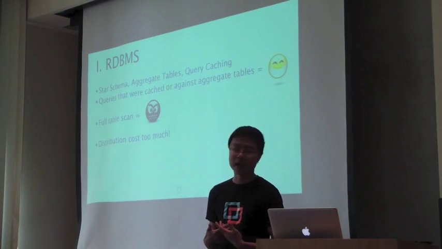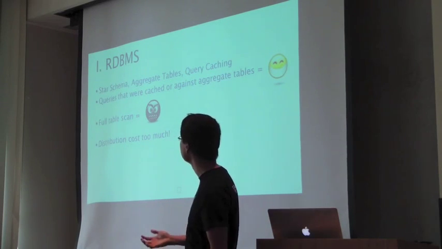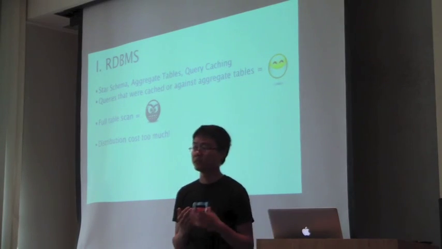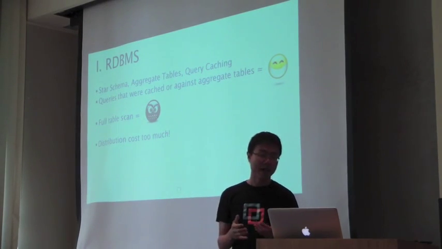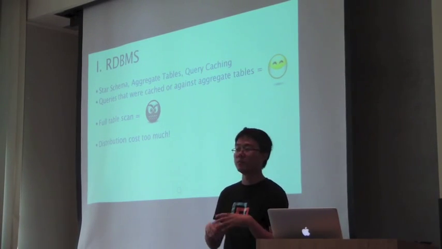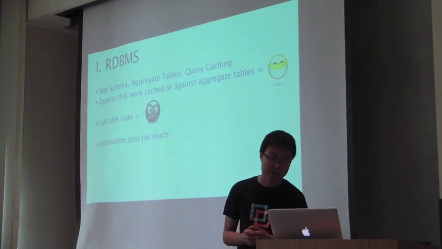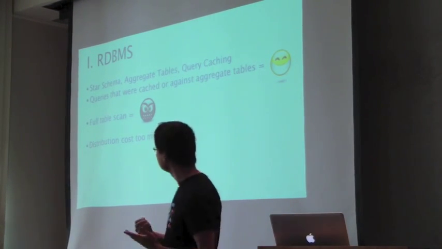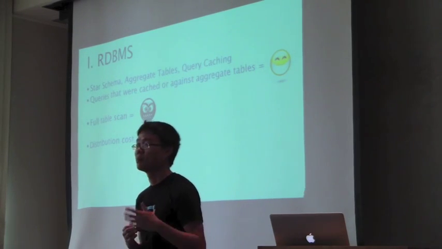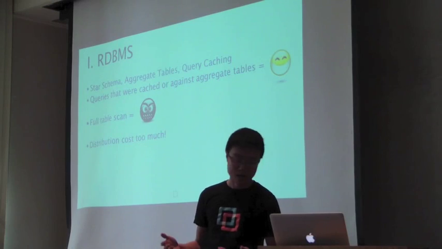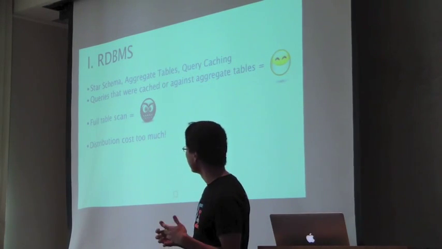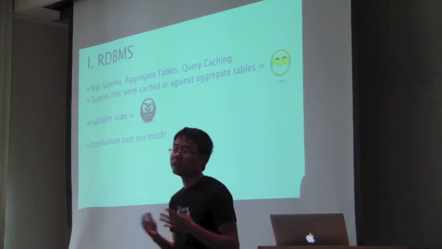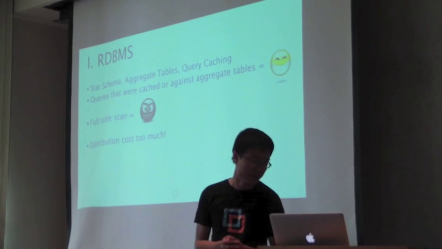One of the first things we tried was your typical relational database management system. At that time, the solution that we went with was EMC's Greenplum. The setup that we had was a star schema, we did some pre-computation and pre-aggregation, and we had some level of caching as well. What we found was queries that were sent against cached data or against the pre-aggregate tables generally performed pretty well. Anytime we had to do a full table scan, things were not as good. And it turned out that we had to do these scans fairly often.